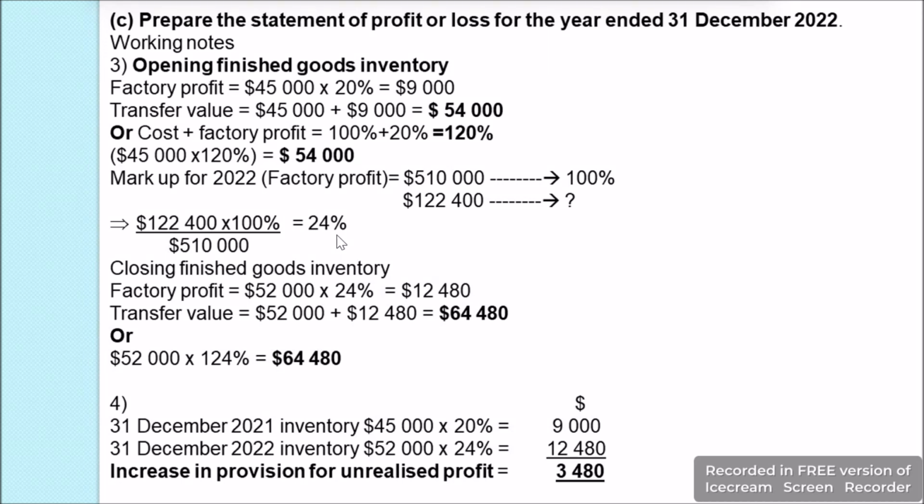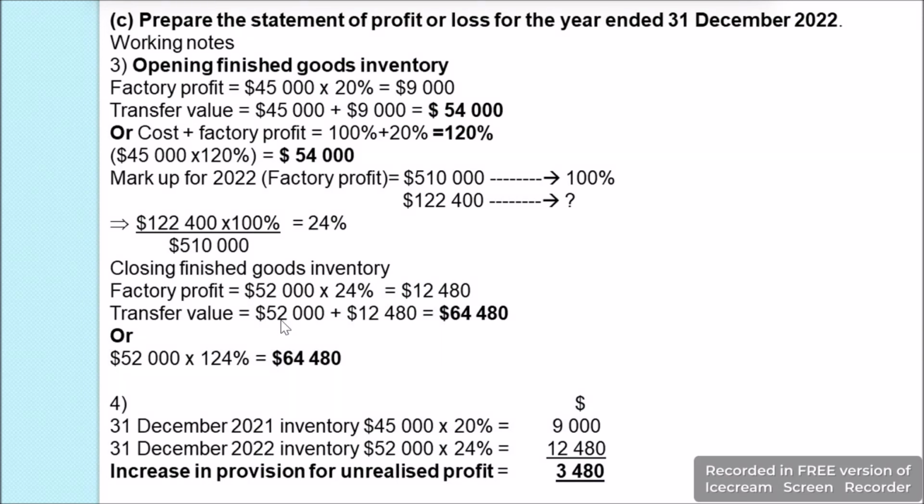Now what we are going to do is find the value of closing finished goods inventory which we are going to transfer to the profit and loss statement. So for this, the cost of the closing finished goods inventory was given as $52,000. And to this, if we apply 24%, we'll get the value as $12,480. So this will be the factory profit which will be applied to the closing finished goods inventory.